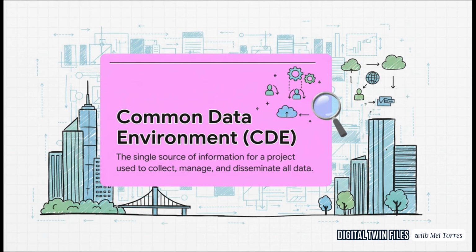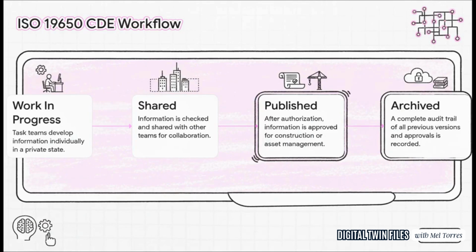This ISO 19650 standard isn't just a vague idea. It defines a very specific workflow. It's brilliant, actually. As you can see here, and folks like Autodesk have detailed this really well, information doesn't just get thrown into a shared drive. No, it moves through very specific, controlled stages. A team works on their part in a work in progress area. When it's ready, it has to pass through a gate to be shared for others to see. Then, only after another formal review and authorization does it get published for everyone to use. And the whole time, everything is logged. You have a perfect audit trail. It's all about control and quality.